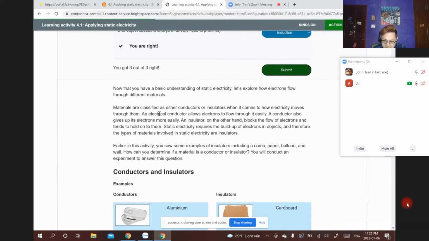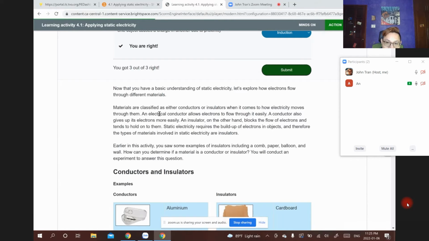So that you have a basic understanding of static electricity, explore how electrons flow through different materials. Materials are classified as either conductor or insulator when it comes to how electricity moves through them. An electrical conductor allows electrons to flow through it easily. A conductor also gives up its electrons more easily. An insulator, on the other hand, blocks the flow of electrons and tends to hold on to them.